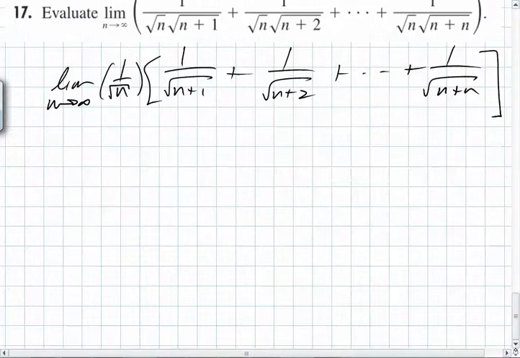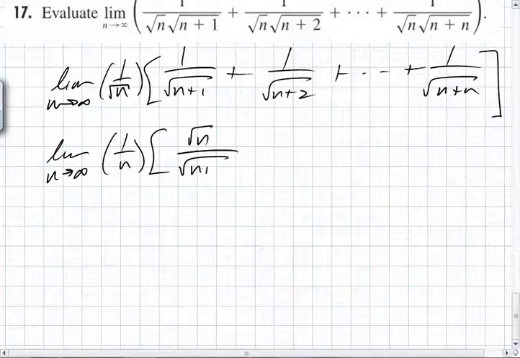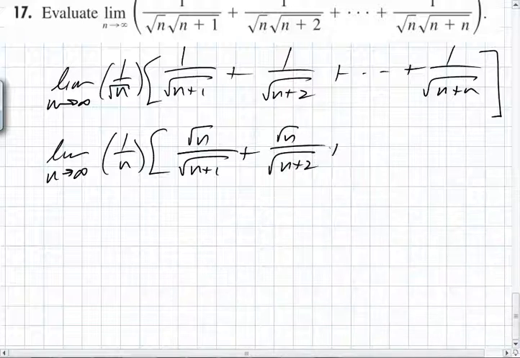But we need 1 over n, right? Right. So what do you multiply the top and the bottom by? Square root of n over the square root of n. So what does this become? The limit as n goes to infinity of 1 over n times what? Square root of n over square root of n plus 1, plus square root of n over square root of n plus 2, plus all the way to square root of n over square root of n plus n.